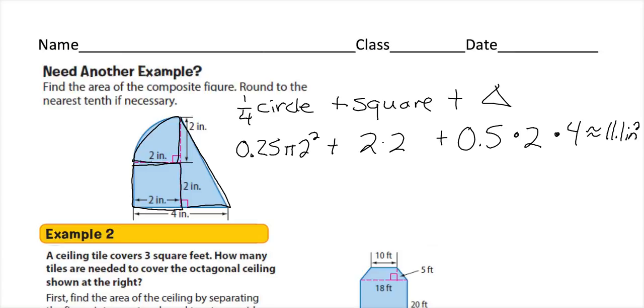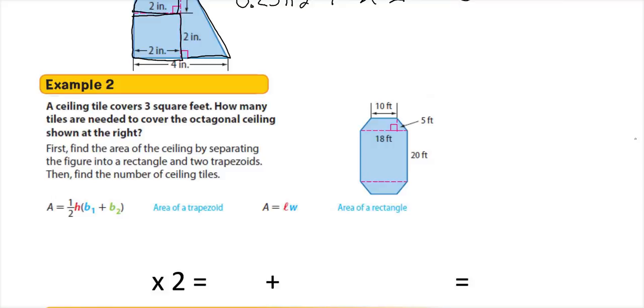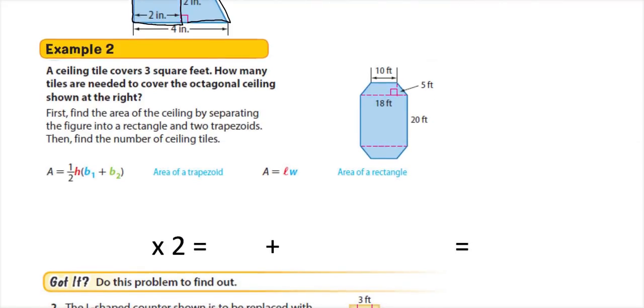Okay, let's go ahead and look at the next part. It says a ceiling tile covers 3 square feet. How many tiles are needed to cover the octagonal ceiling shown at the right? Okay, so first we're going to have to find the area of the ceiling by separating the figure into a rectangle and two trapezoids, then find the number of ceiling tiles, all right?